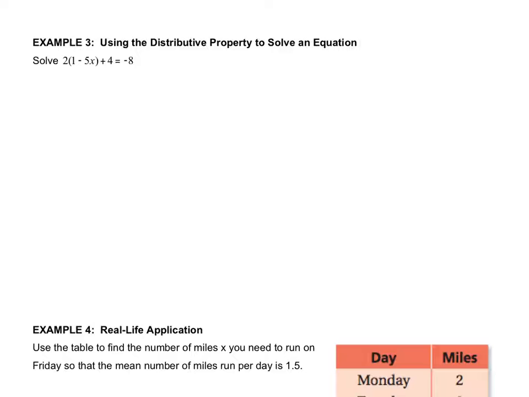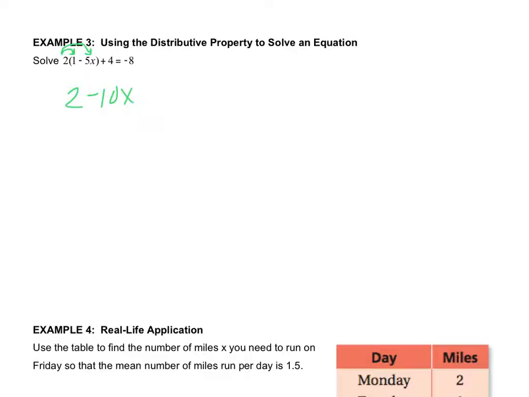So my very first step on this one is I want to multiply 2 times the 1. That becomes a 2. Then I come back outside and I'm going to do 2 times the negative 5x. 2 times negative 5x would become negative 10x.